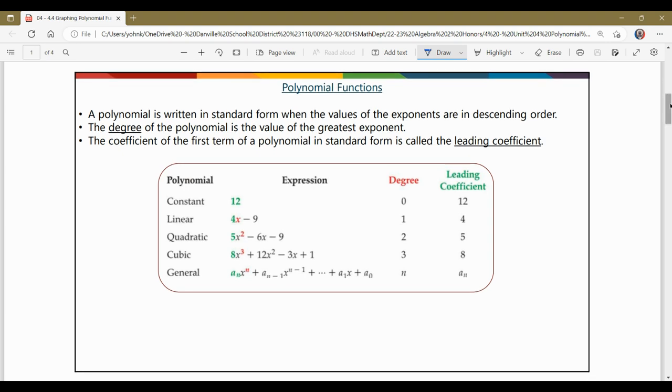A polynomial is written in standard form when the values of the exponents are in descending order. So all of the different expressions that are down here in this chart are all in descending order. X to the first, x to the 0, x to the second, x to the first, x to the 0, x to the third, x to the second, x to the first, x to the 0, and so on.